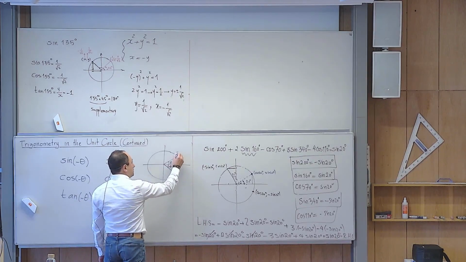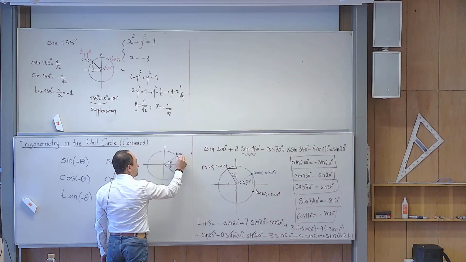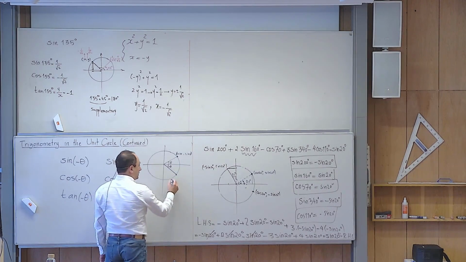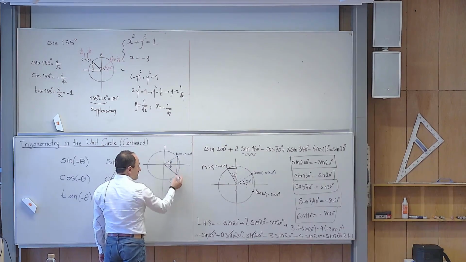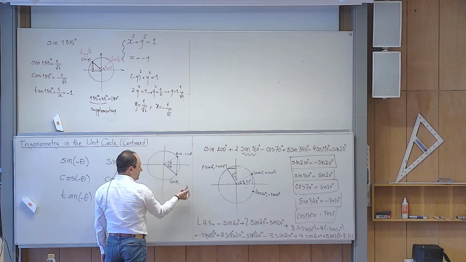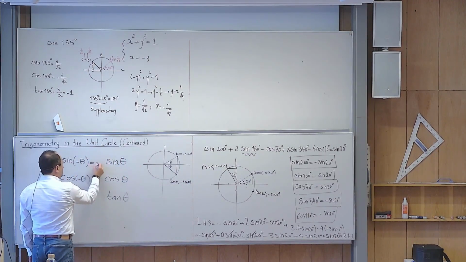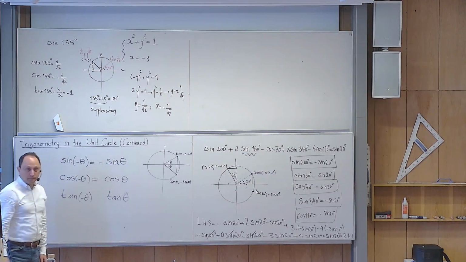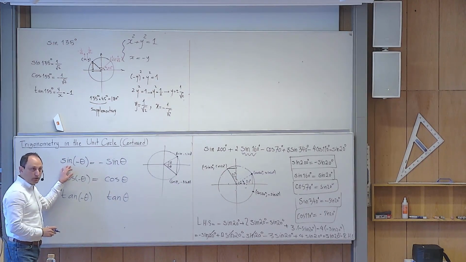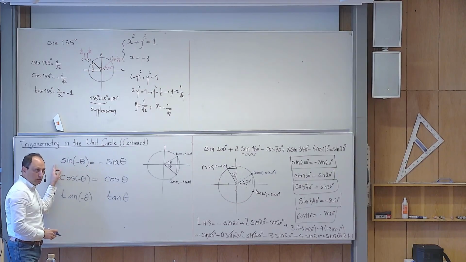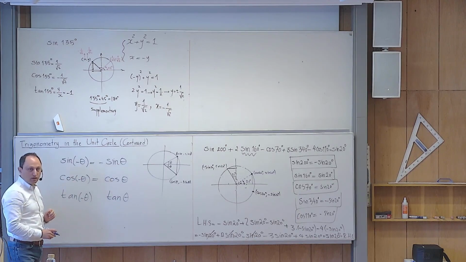So if I ask you what are the coordinates here, you can tell me coordinates are cosine and sine. Now, can you read the coordinates here? Cosine is the same. The x-coordinate is the same, but the y-coordinate is negative. So this means that you have a formula, and it's a very important formula. If you have sine of a negative angle, you can pull the negative sign out. But if you have cosine of a negative angle, you can immediately just get rid of that negative sign.